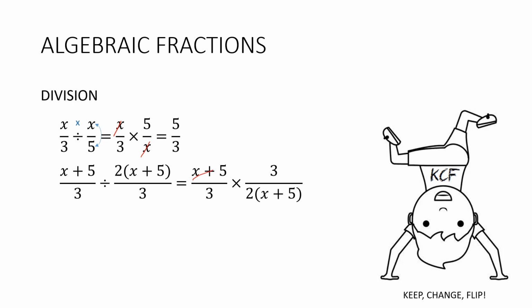This x plus 5 will cancel with that, and this 3 will cancel with this 3. Now be careful here. This is a 1 on top. 3 into 3 goes 1. So our answer is 1/2.